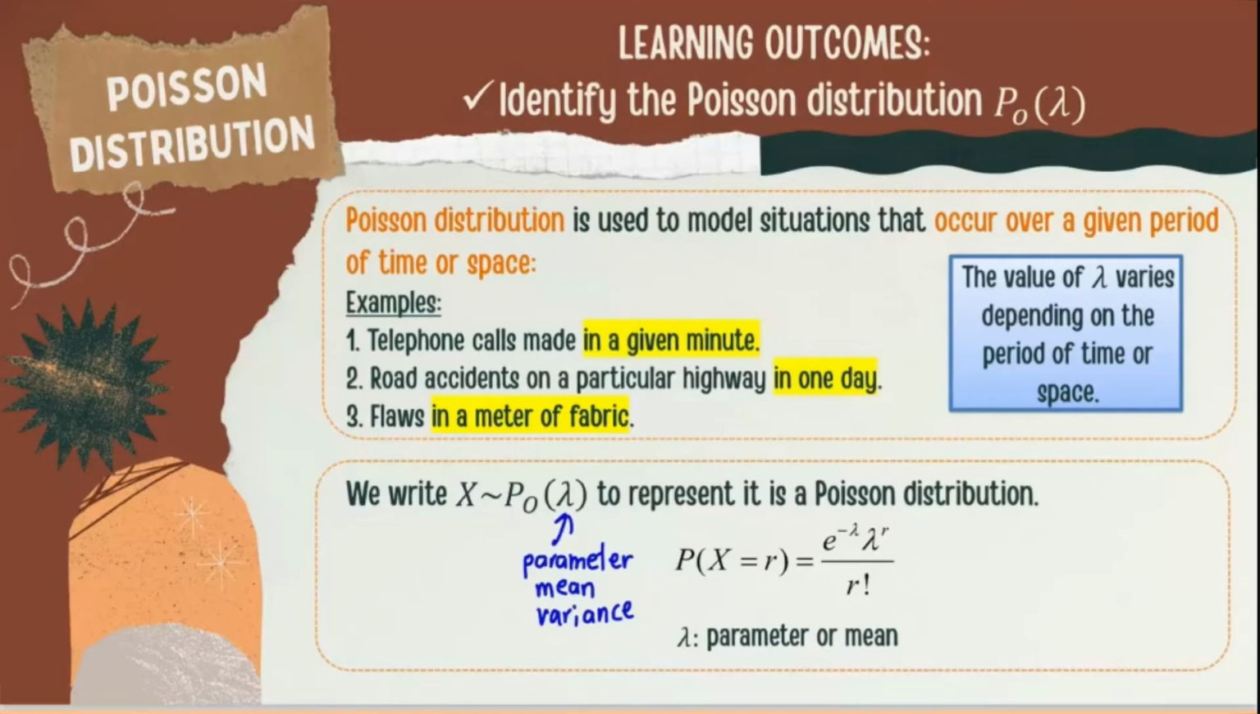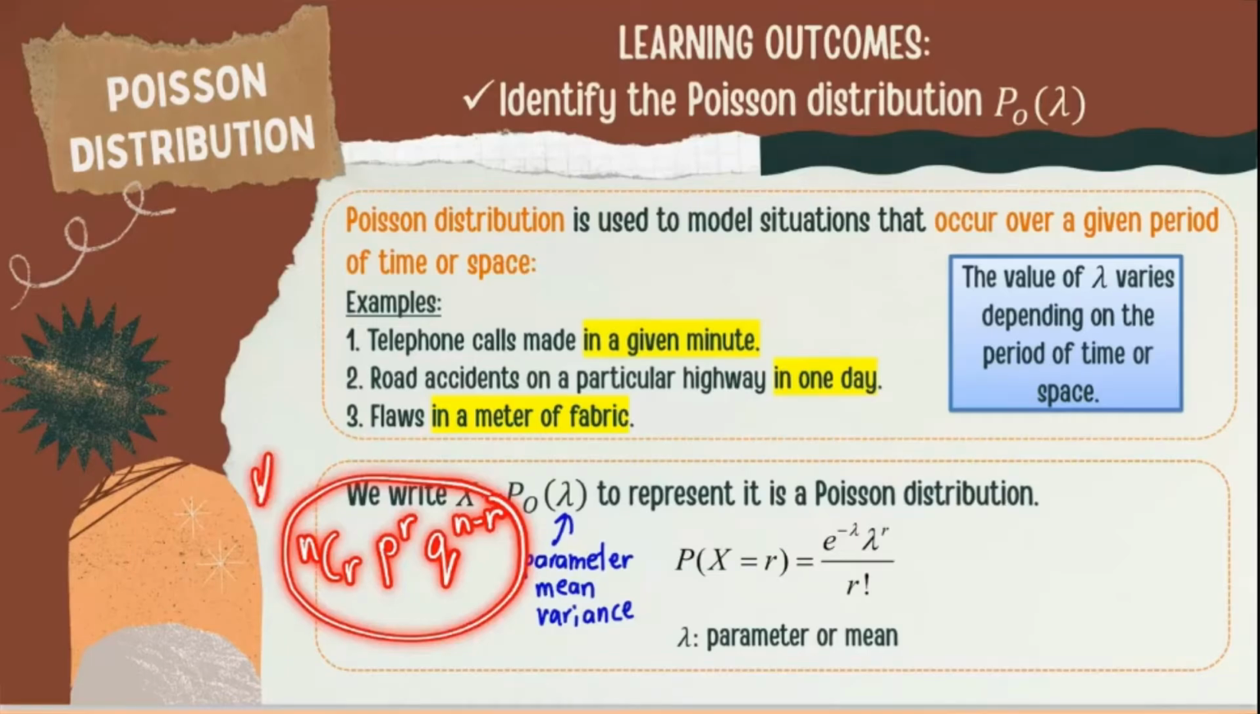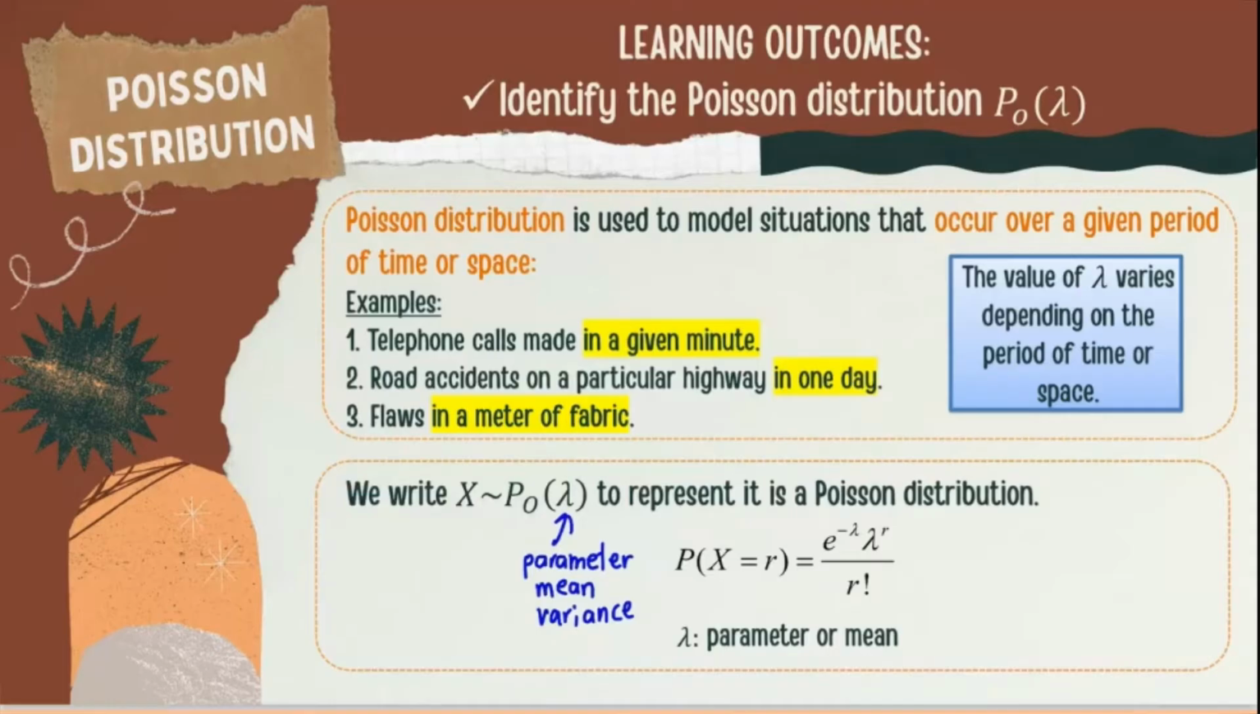Kalau dalam binomial, formula dia apa? nCr p to the power of r, q to the power of n minus r. So ini untuk binomial. Okay, so untuk Poisson pula, kita ada formula P of X equals to r adalah e to the power of negative lambda multiply by lambda to the power of r bahagi r factorial, where lambda adalah kita punya parameter ataupun mean ataupun variance. So kalau dia bagi variance pun is actually our lambda lah. Okay, yang ini pun kena ingat ya. Okay, kita teruskan kepada example.